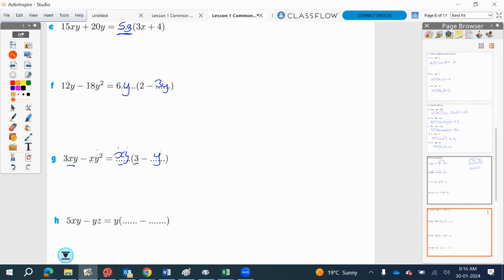So here, we're multiplying y by something to get 5xy. That has to be 5x. We're multiplying y by something to get minus yz. So that has to be just simply z.